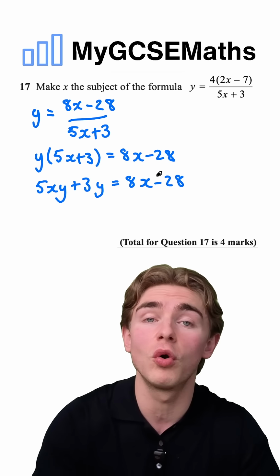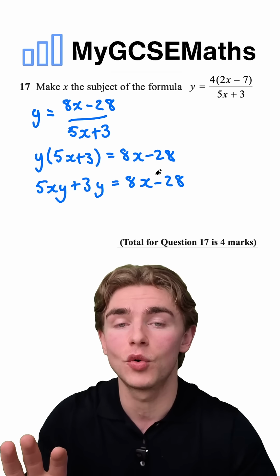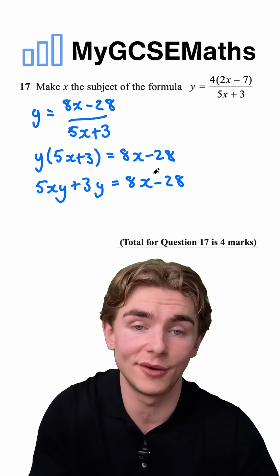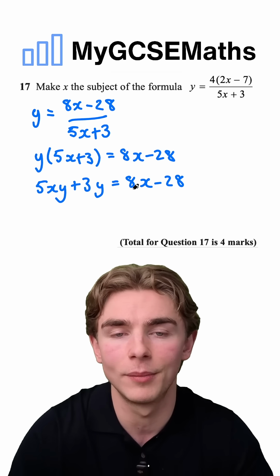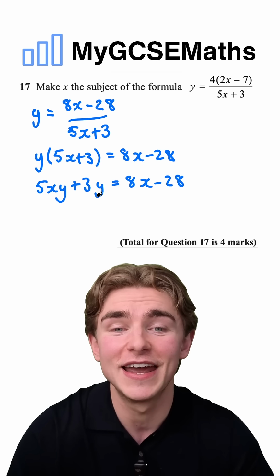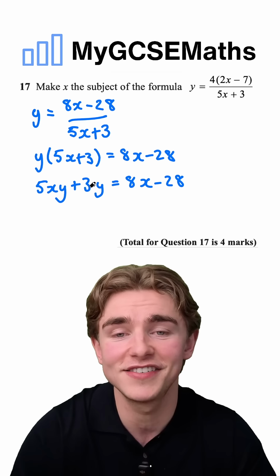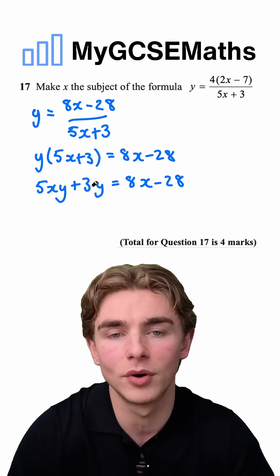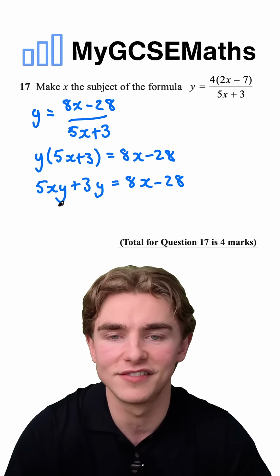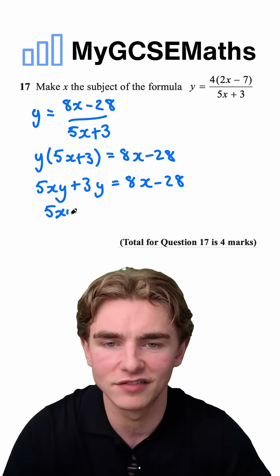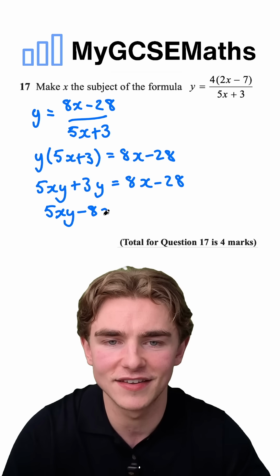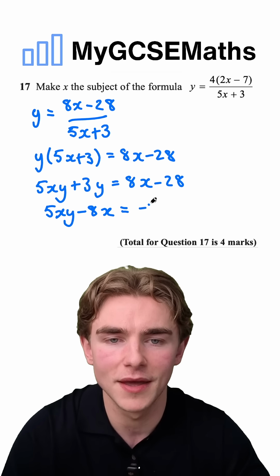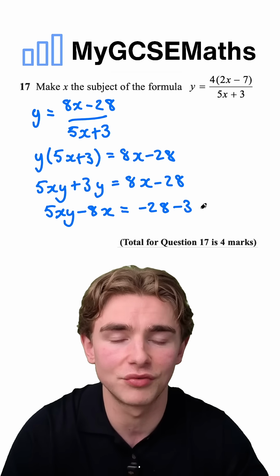Next step, we're going to move all of our x's onto one side of the equation and everything else over to the other side. So I'm going to move this 8x to the left-hand side by subtracting 8x from both sides, and I'm going to subtract this 3y from both sides to get that onto the right-hand side. So we're going to have 5xy minus 8x is equal to minus 28 minus 3y.